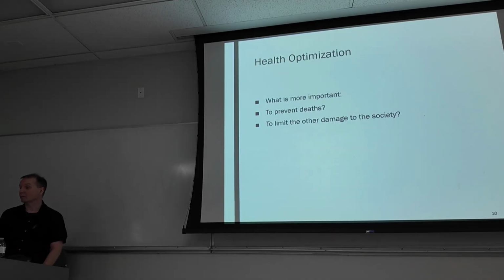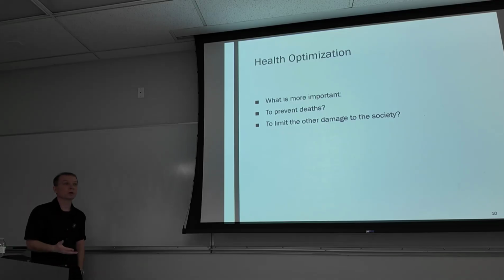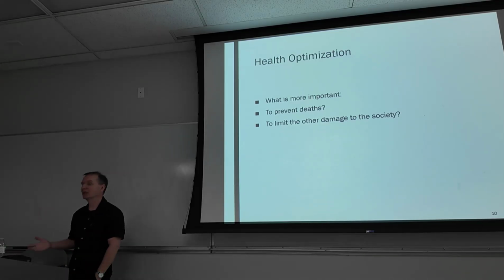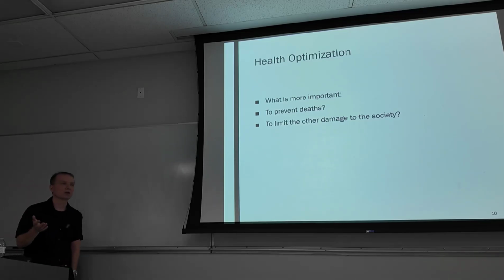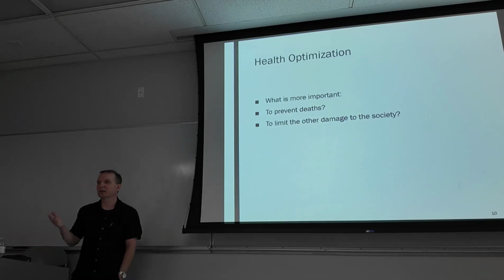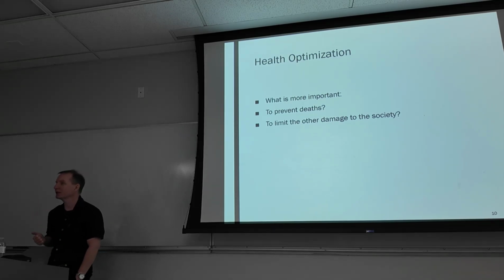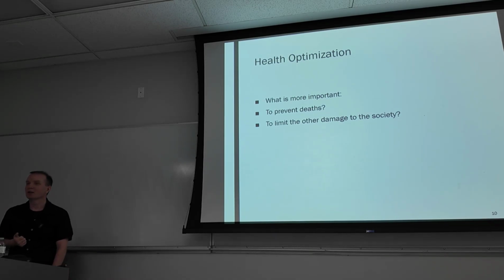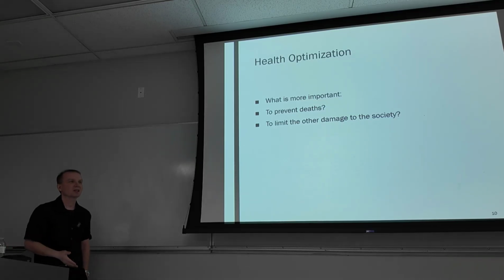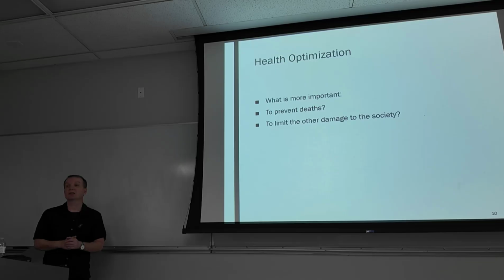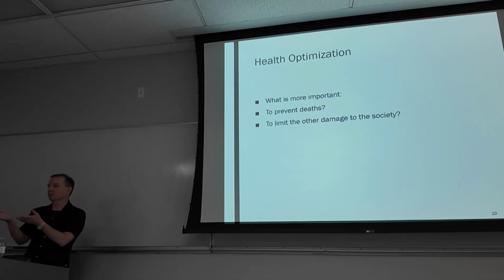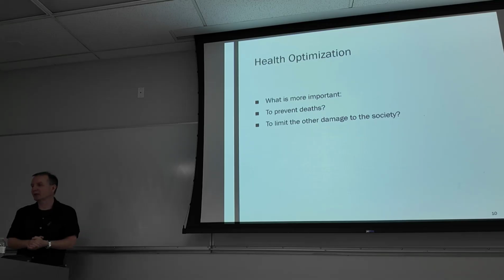Now, health optimization. What is more important when we try to make people healthy, try to set up the policy: to prevent death or to limit the other damage to the society? We'll talk quite a bit today about COVID-19, because that is a great example we had when all those issues suddenly came up. They were not as important prior to that, but suddenly with COVID-19 we had to face them all over the world. Different countries had slightly different approaches. There are many similarities, but this is an example of what people are facing.